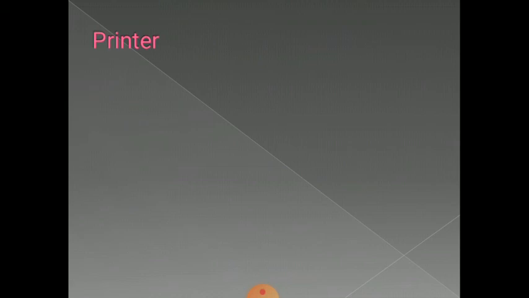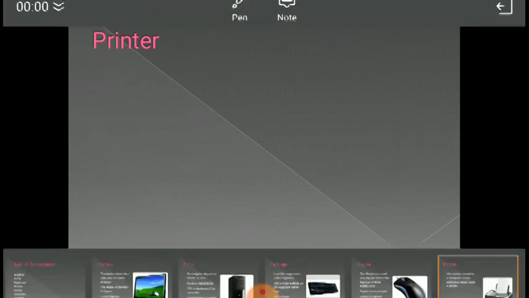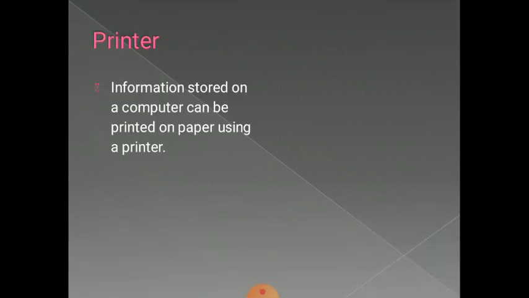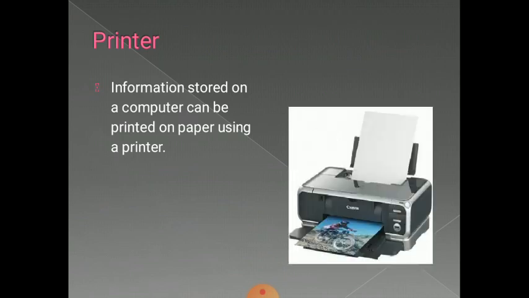The next one is printer. Information stored on a computer can be printed on paper using a printer. The definition of printer is a machine that is used to transfer text or image to paper, to produce text or image on paper.